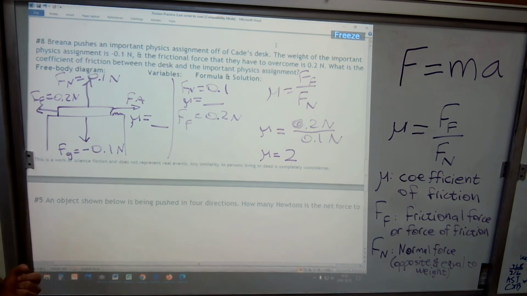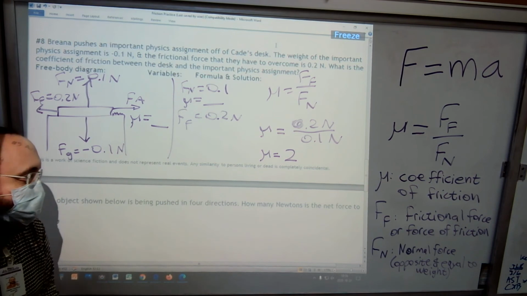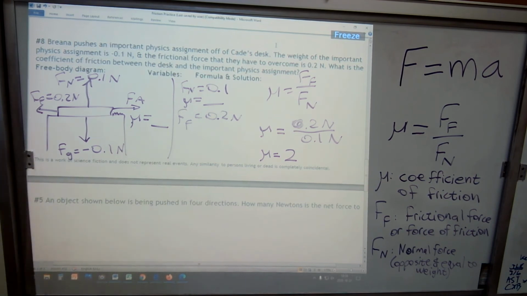Technically, this would be impossible. Coefficient of friction should always be between 0 and 1, but we can do imaginary things in physics, so this will be fine. This is not one of your questions on the thing.